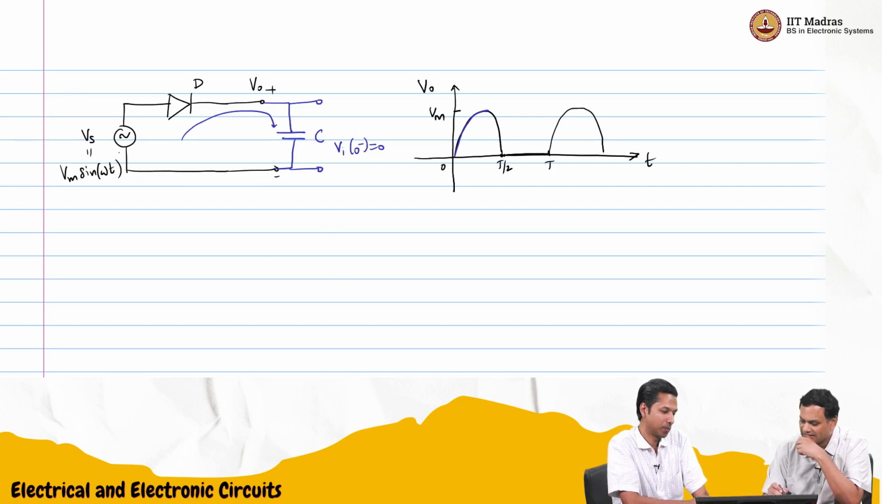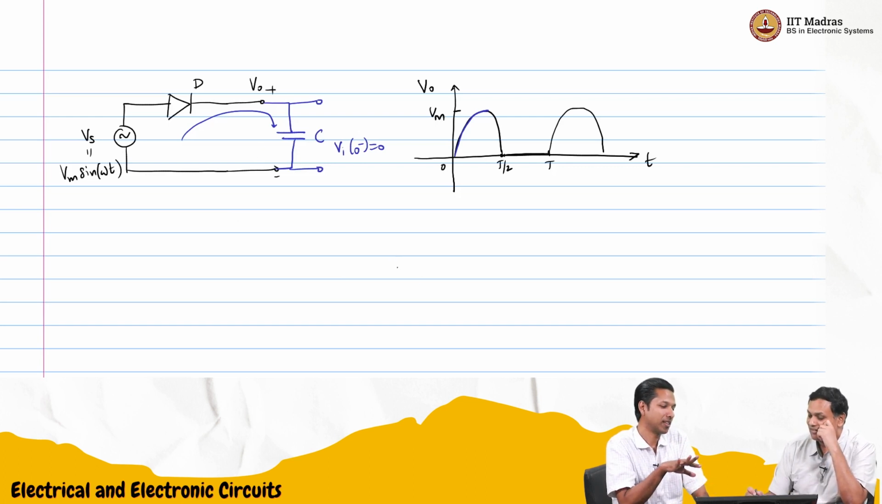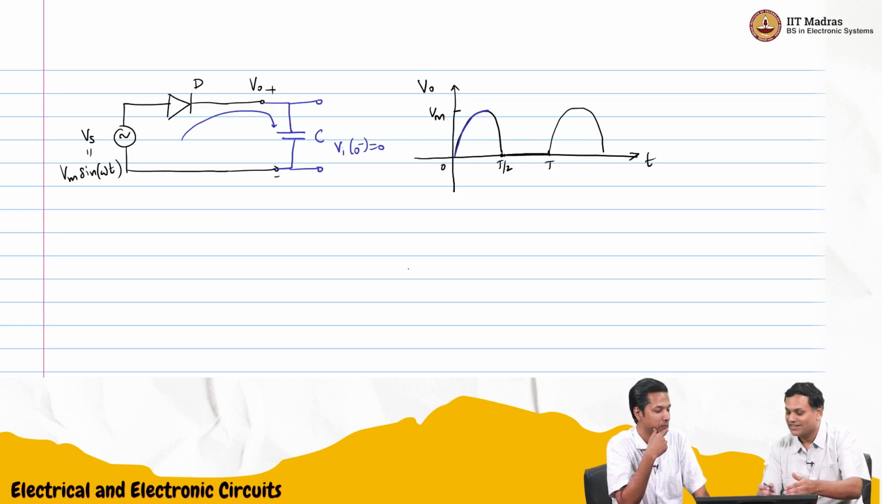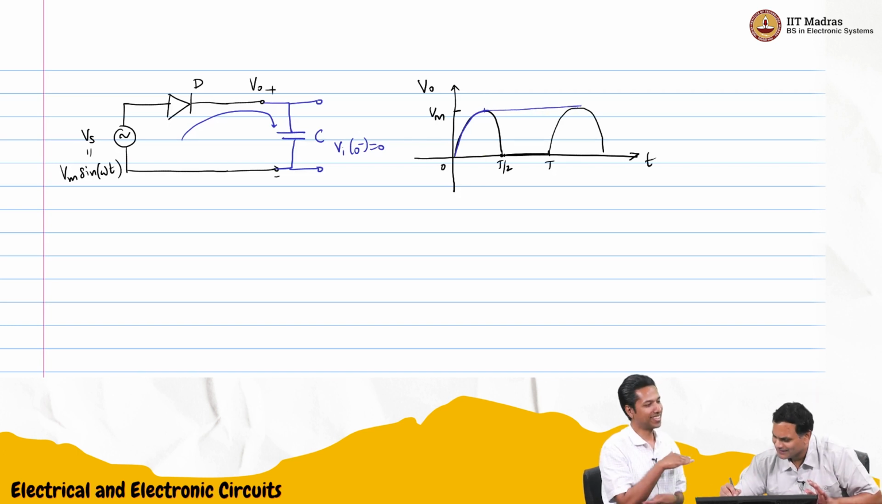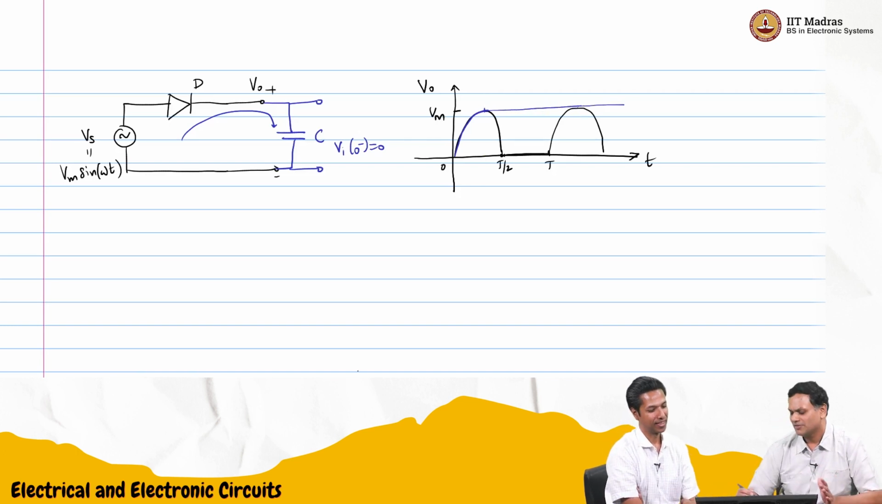Now at Vmax, the input source starts going down, reducing. So on one side of the diode you have Vm, the other side starts reducing, but the diode cannot conduct. It will become reverse biased. So till here it will charge and then it will just stay there. Till it reaches Vm nothing will happen, so in an ideal condition it will just stay constant forever. The capacitor will just charge to Vm and that's it.